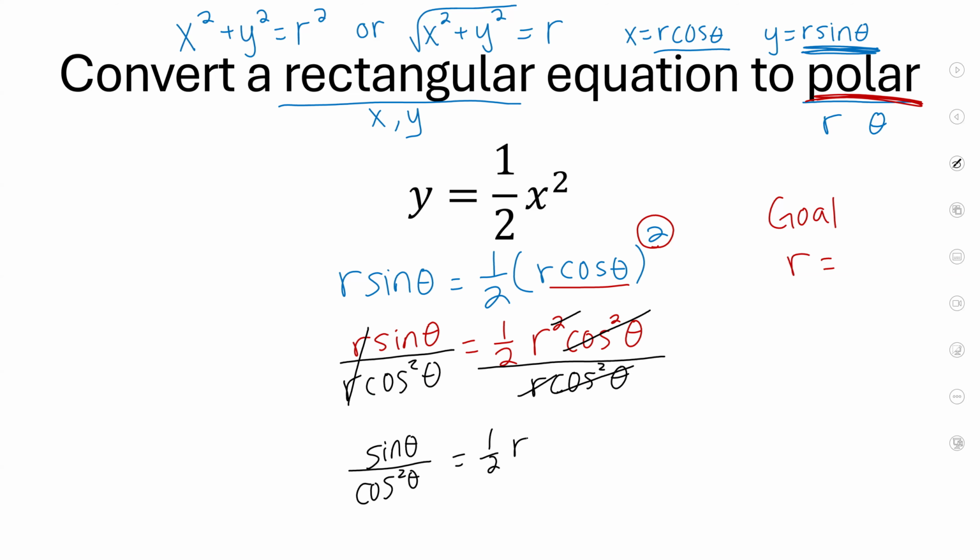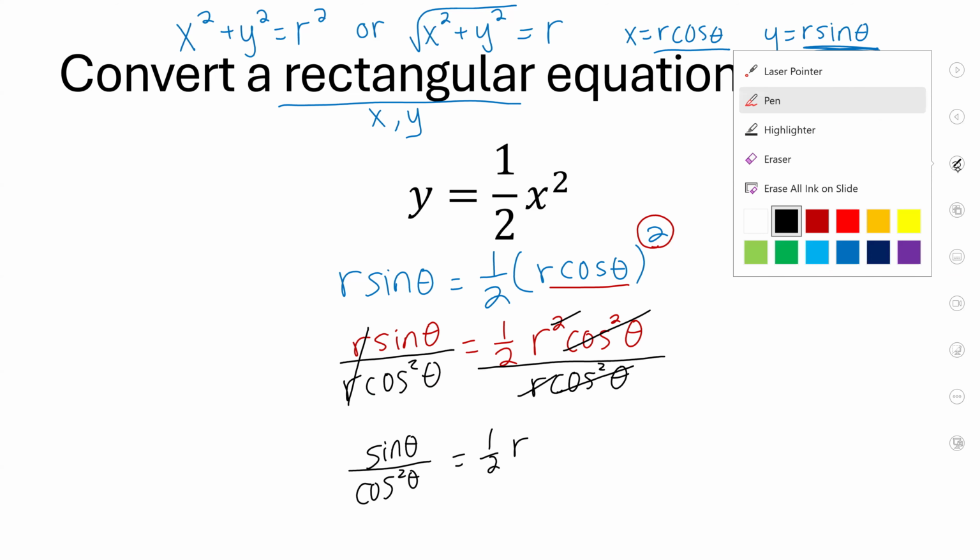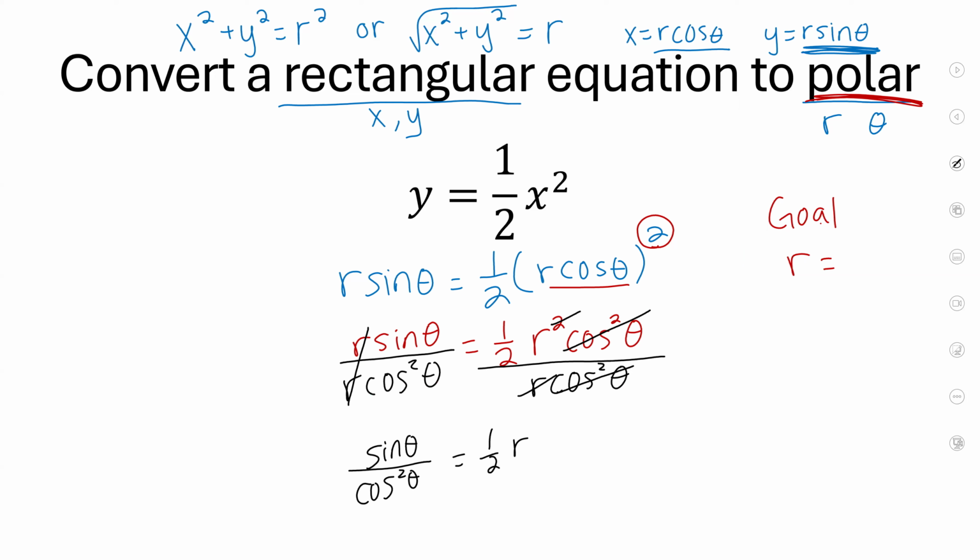And what's my final step to get r by itself? Multiply by 2 on both sides. So I'll just put a 2 there. Okay, and guys, I never want to end with fractions, so I'm going to change this up a little bit. What are some ideas that you have? How do I not get fractions?